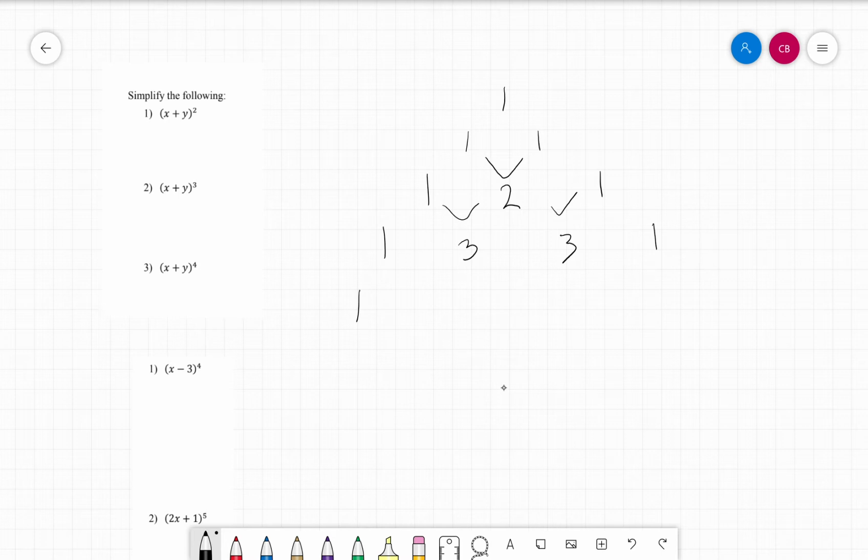We're going to do it again. Okay. 1 and 3 is 4. 3 and 3 is 6. 3 and 1 is 4. And so 1, 4, 6, 4, 1. And so on and so forth. One more time. 1, 5, 10, 10, 5, 1. And so as you can see, this triangle is generated.